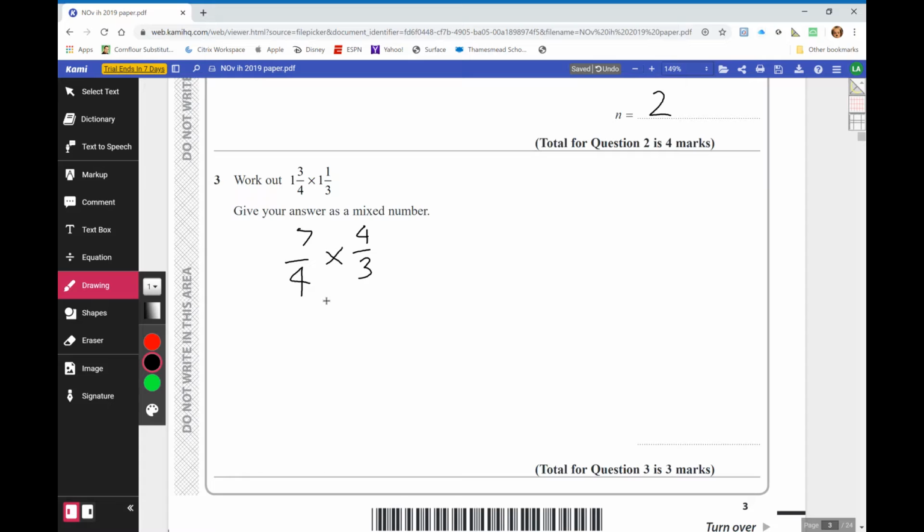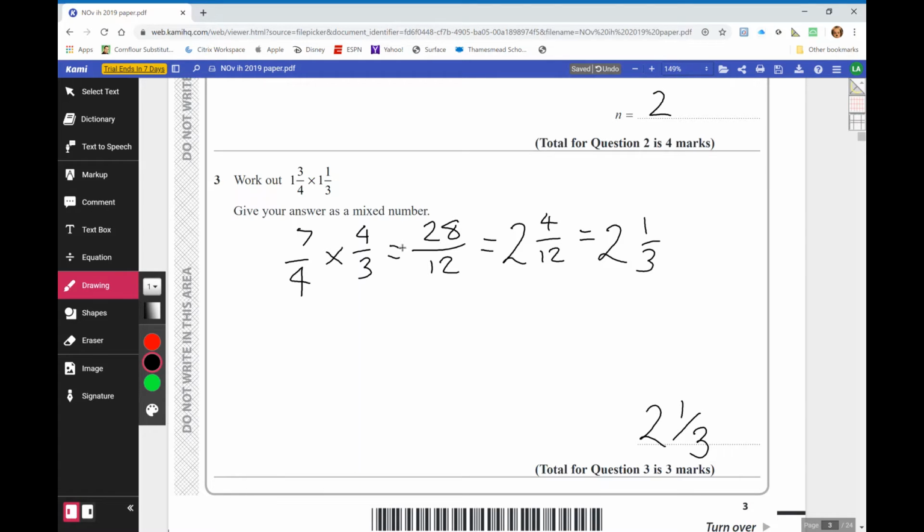Okay, and then timesing, you just times top by top and bottom by bottom. And then you're left with again an improper fraction. So you can divide it down. How many 12s go into 28? Well, 2 wholes. And then you're left with 4 twelfths. Well, you can reduce that down even more still. 4 over 12 can be converted to 1 over 3. So the answer is 2 and 1/3.